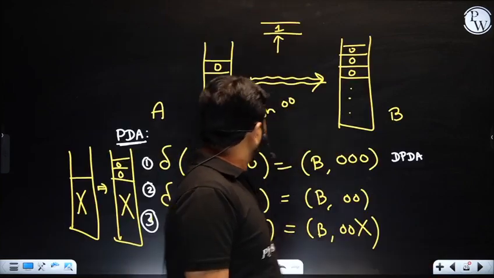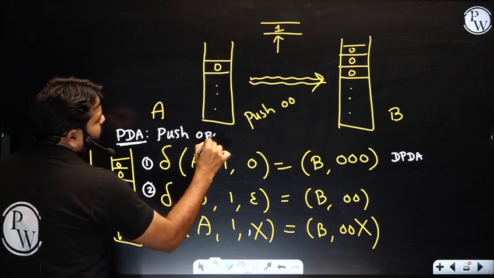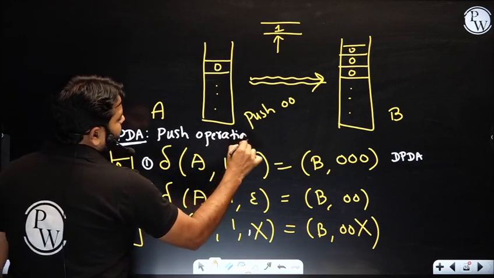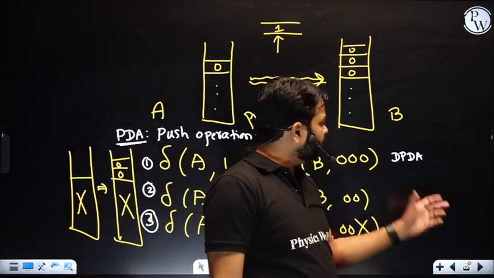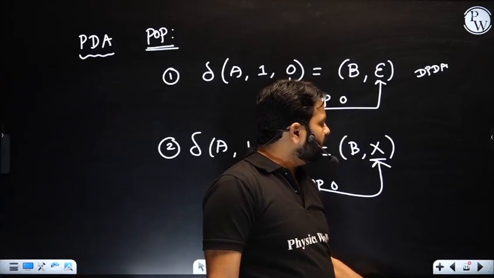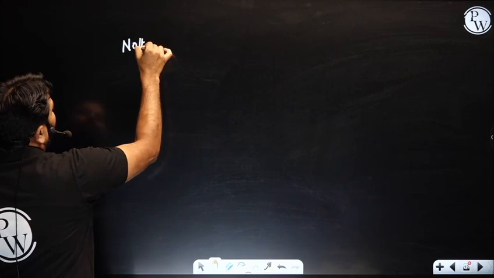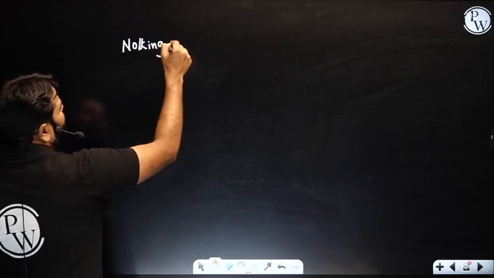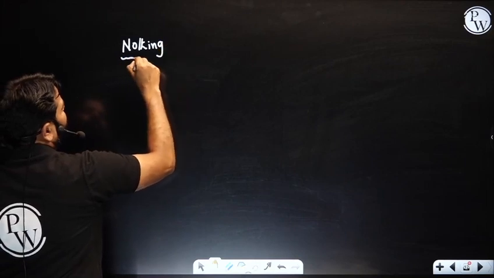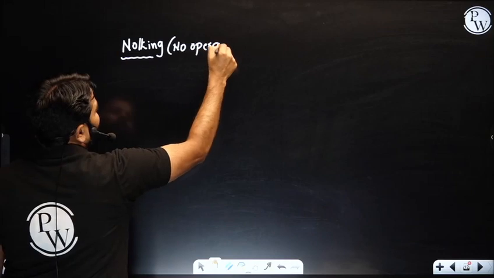Okay, what about the previous one? This is PDA push operations. If you want a push operation, then use any of these three. For DPDA, use the first one. Similarly, no operation is very simple. What is a no operation? If you want to do nothing on the stack, that's also called nothing, you may say. No operation on stack.